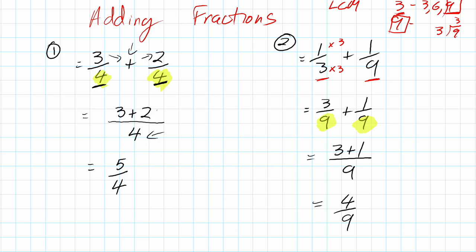Subtraction is identical. Instead of an addition sign, you just have a subtraction sign on top. So what we're really looking for is the common denominator? Yeah, that is extremely important for this piece. Exactly. Okay.